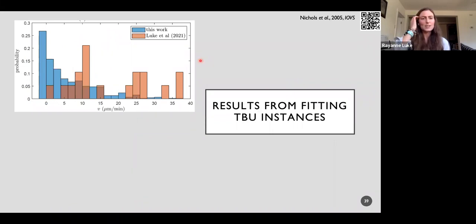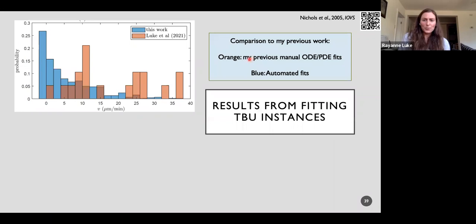So in my last bit here, I just want to compare to what I've done. So this work is the current tear film work, and this, I believe, was just scrubbed from my thesis. So these are my previous fits. The blue is the automated fits, and I did far fewer fits, so you might expect there's going to be a lot more variation in my results with a much smaller sample size.